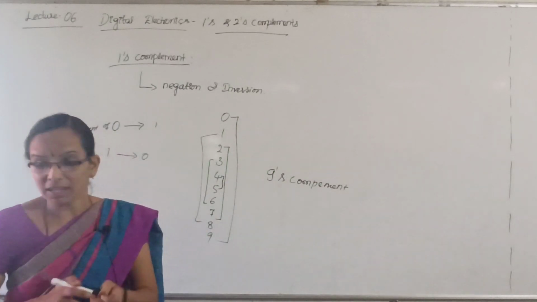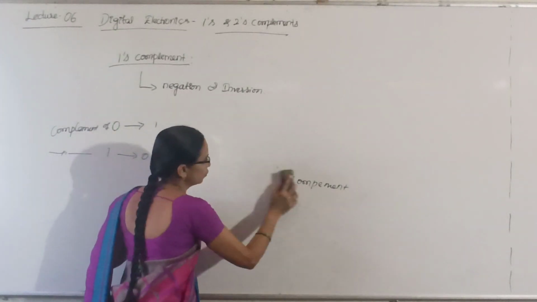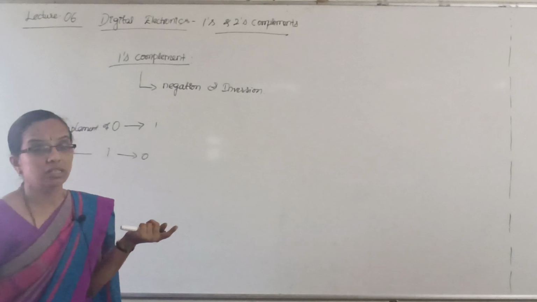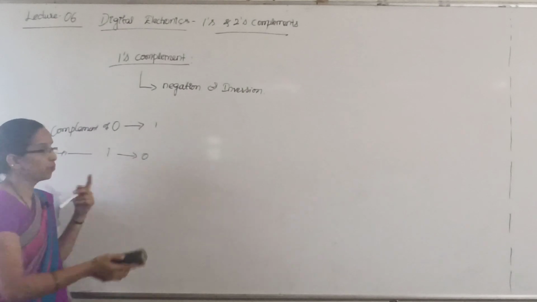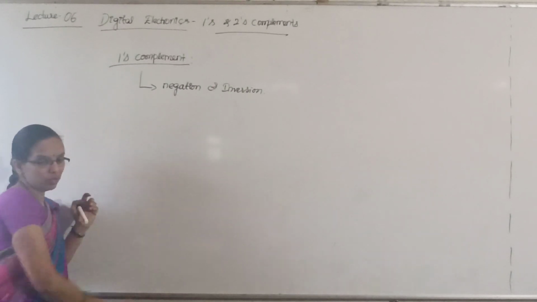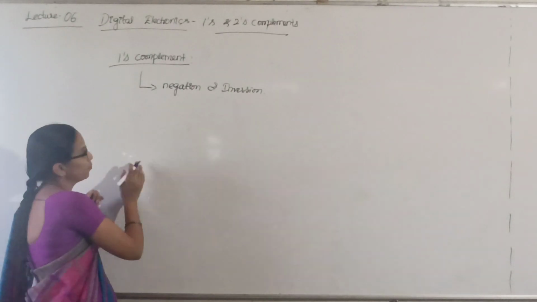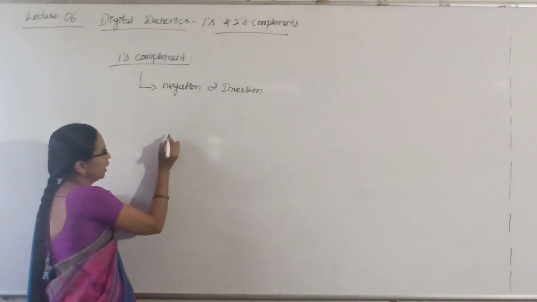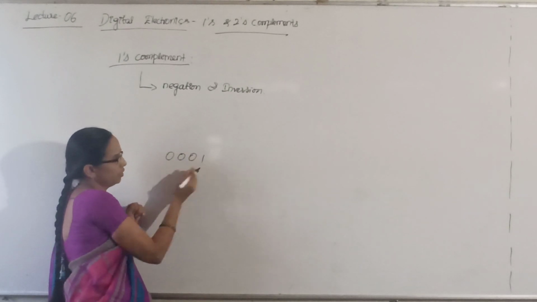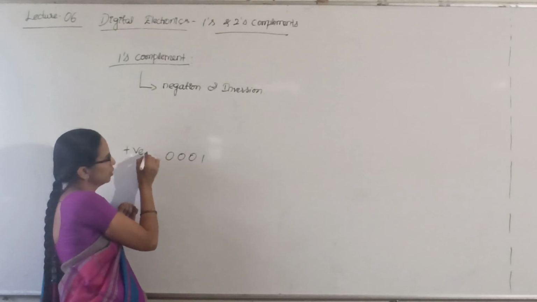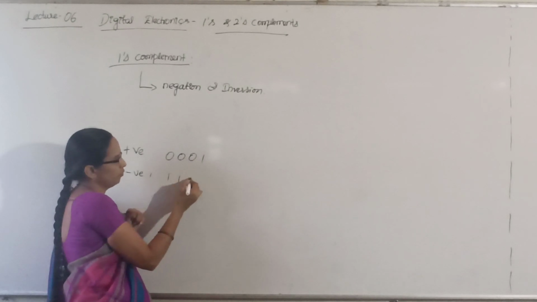In the same way, in binary we have 0 and 1. So the 1's complement of 0 is 1, and the complement of 1 is 0. That is inversion. Because we have only two symbols, it is easy to remember. So if you want to write a negative number, 0001 is positive 1. If you want to represent the complement of 1, negative 1, that will be 1, 1, 1, 0.